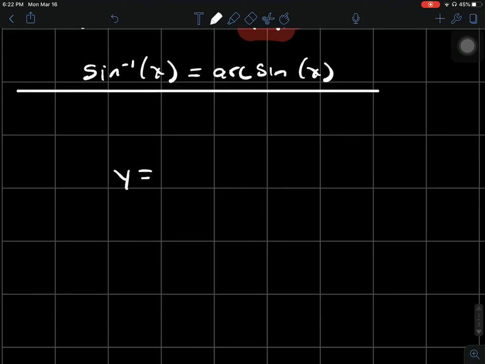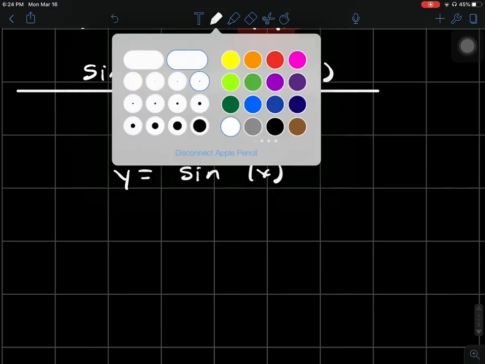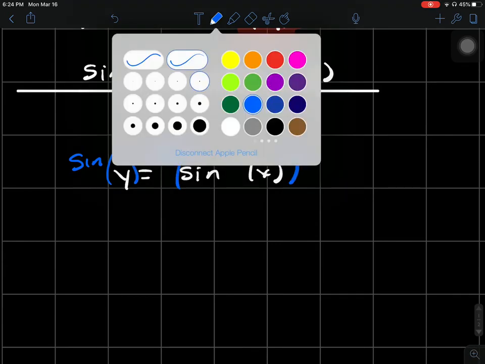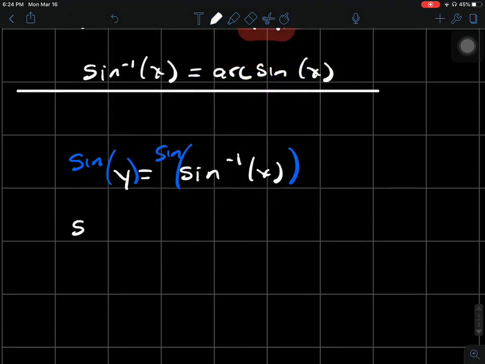If we set y equal to sine inverse of x, we want to find this derivative. It wouldn't make a lot of sense for us to try to do it in its current form because we don't know how to take the derivative of sine inverse unless we use this rule that we are actually trying to prove. So let's take sine of both sides of the equation. On the left, that's going to give us sine of y. On the right, the sine and sine inverse cancel, and we get x.